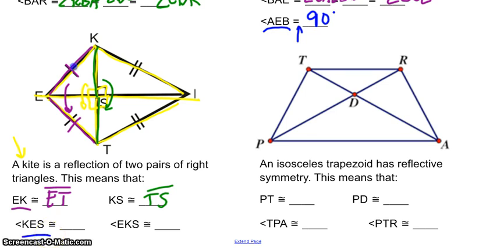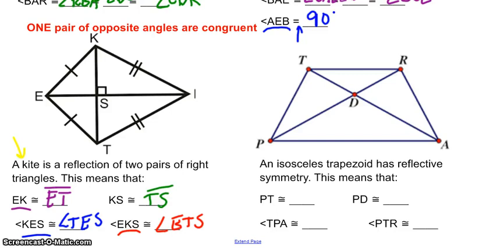KES, over one side, KES, the vertex the other side, there it is. KES will be congruent to, again, using a little bit of reflection, let's see, TES, angle TES, and last but not least, angle EKS, that's, okay, this angle up here will be congruent to angle ETS, again by that reflection.